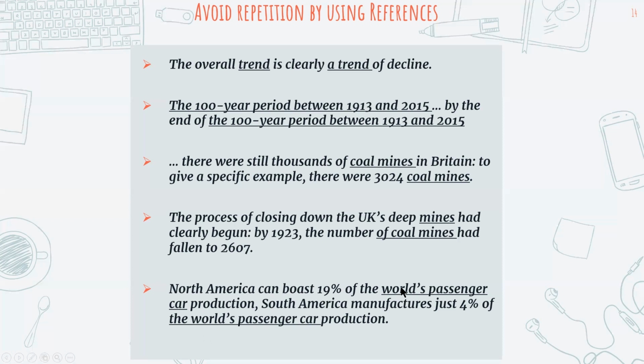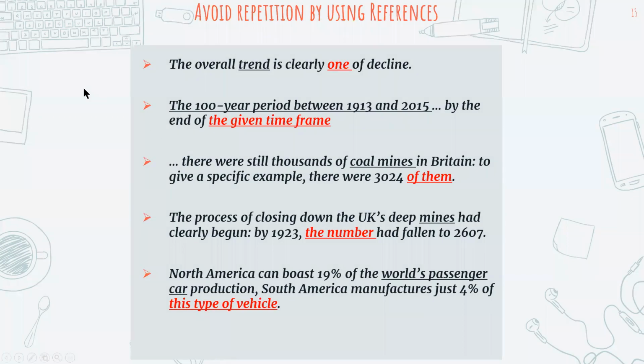So how can we solve this problem, how can we stop repeating ourselves? You can use pronouns and some expressions. You could say the overall trend is clearly one of decline. So one refers back to trend, so I didn't use the same word. The 100-year period between 1913 and 2015, then we said by the end of the given time frame. Time frame, of course, is better because we don't use the same word period here. The given time frame refers back to the first one, the 100-year period between 1913 and 2015.